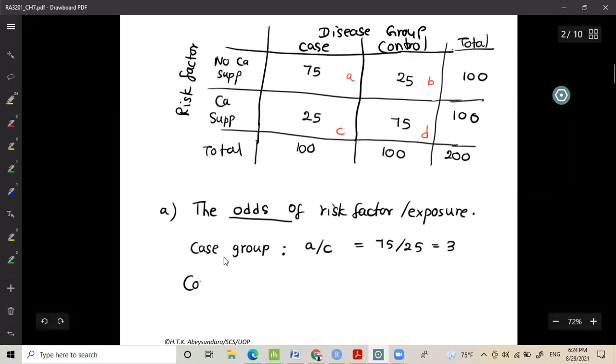And if you look at the control group, the odds of the risk factor will be the same thing. Now you divide the no calcium supplement over calcium supplement, that will be now 25 over 75, which will be B over D.